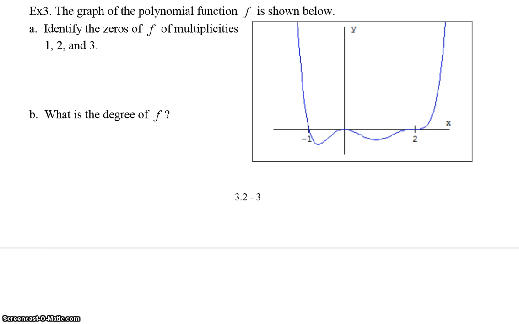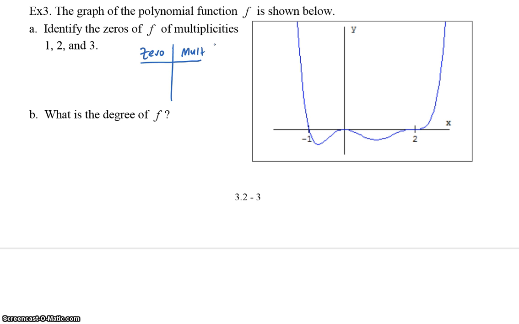Now let's consider example 3 for another example of this characteristic of the multiplicity of a zero affecting the behavior of the graph near an x-intercept. The graph of the polynomial function f is shown below. It's a computer-generated graph. Identify the zeros of f of multiplicities 1, 2, and 3. Let me organize this with a little table. So I'll have in one column the zero, and in the other column the multiplicity. There are 3 zeros we're going to identify.